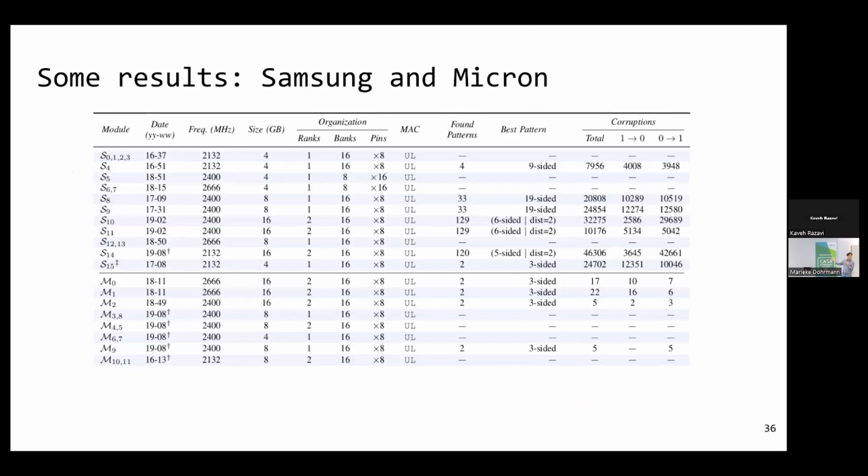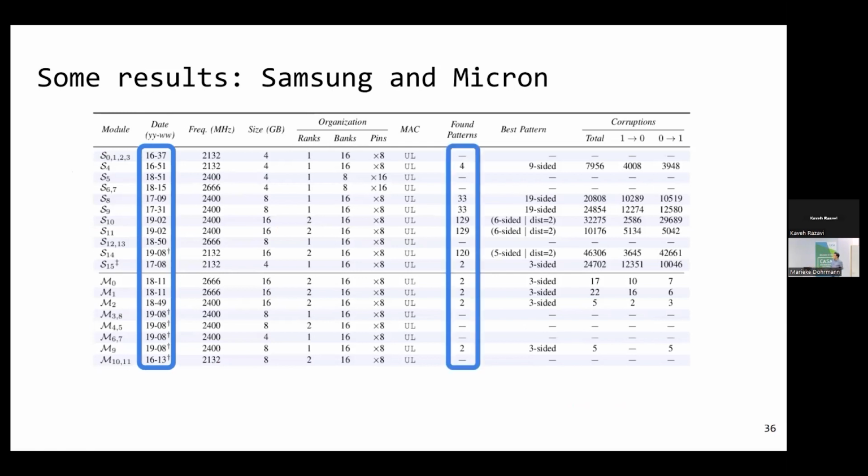So we tried it on these 40 devices that we have from before. Here you can see the manufacturing dates are from 2016 till 2019 or so. You can see that there are many different patterns that would work on a certain device, sometimes up to even 129 patterns on a certain device.